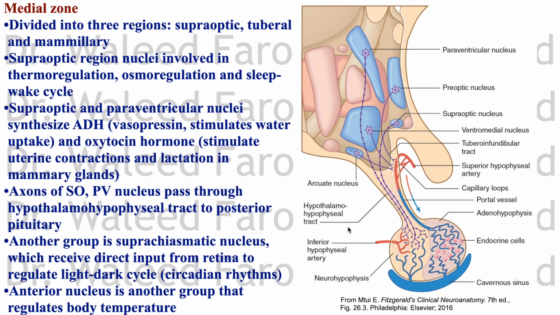Another group is the suprachiasmatic nucleus. From its name, it's above the optic chiasma and receives direct input from retina to regulate the light and dark cycle. This is called the circadian rhythms of hormone release. Also, the anterior nucleus is another group that regulates the body temperature.